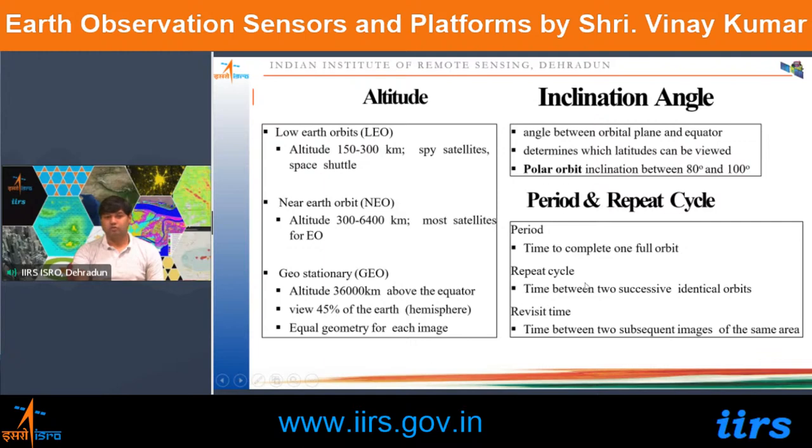Period is the time to complete one full orbit. Repeat cycle is the time between two successive identical orbits. But revisit time can be achieved in two ways. One, as I told, by making the same orbital path. Second, by tilting the sensor placed on the satellite and revisiting the same area. Suppose the sensor has passed over this area. Now we tilt the sensor and we can revisit the same area.